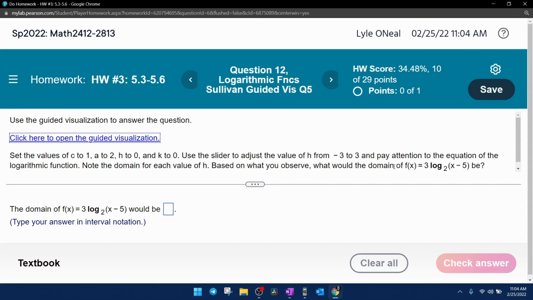All right, here we go. Question number 12 from our Precalculus homework number 3 in MyLab Math. We have another guided visualization question. We're going to have to click the link to open.